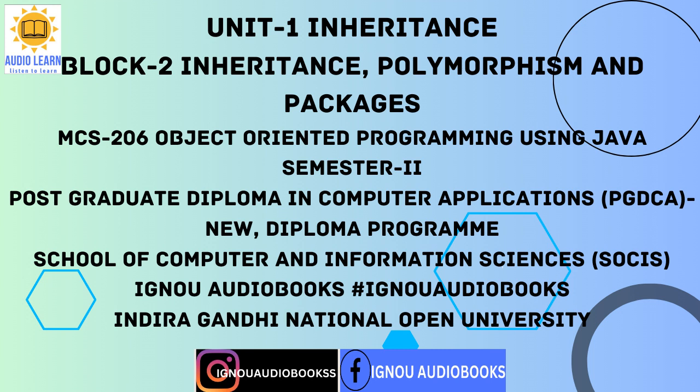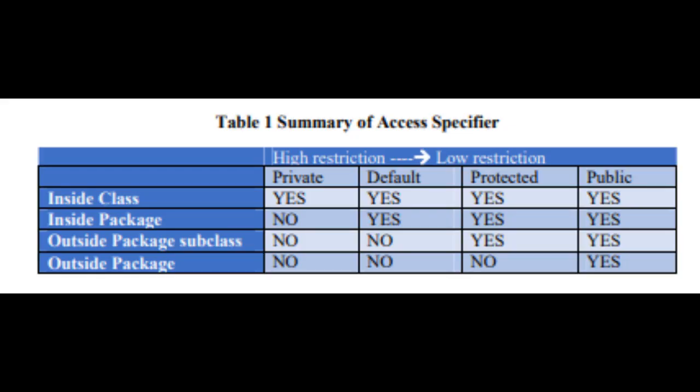Protected members are the members which can be seen in the direct subclass of other packages. A summary of various access specifiers is shown in Table 1. Table 1: Summary of access specifiers. Let's have a look at the example for the private access specifier.